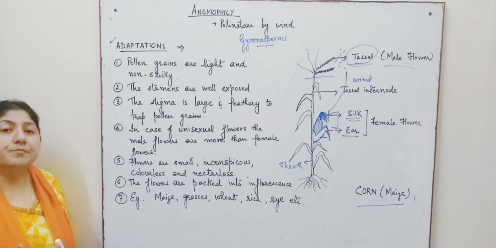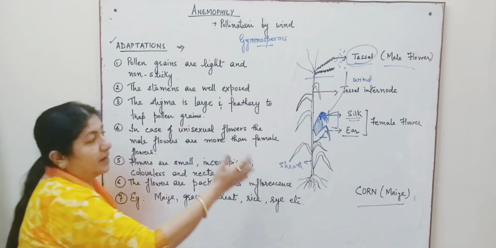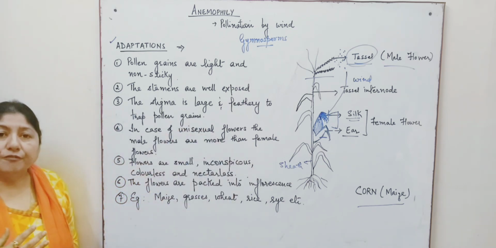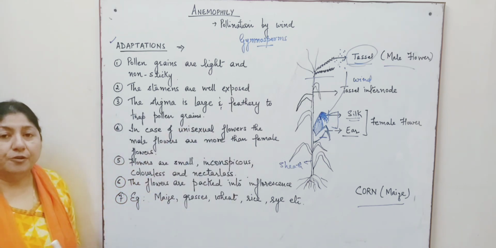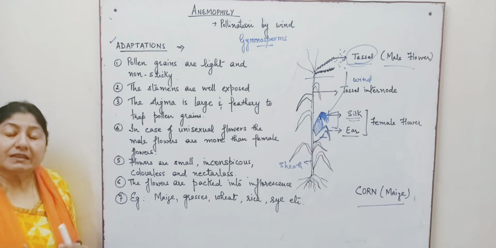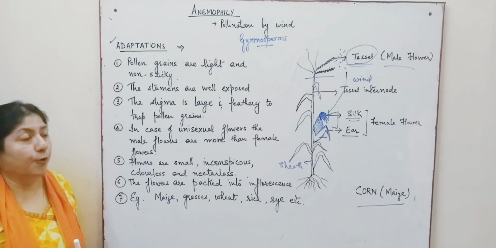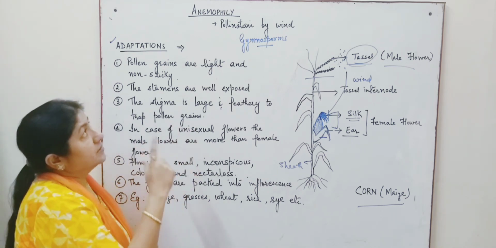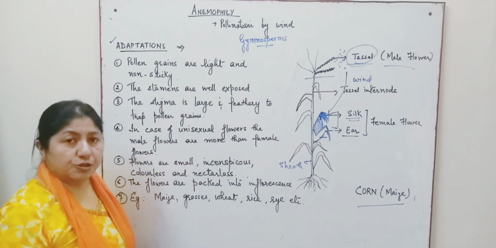Also, it is important in these plants that the maturation of the pollen grain and the formation of the egg is synchronized. That means the timing is similar for both. So anemophilous plants are mostly gymnosperms.